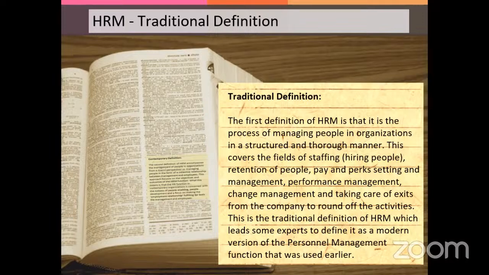This is the traditional definition of HRM, which leads some experts to define it as a modern version of the personnel management function that was used earlier. When we talk about the traditional definition of human resource management, we most often refer to the definition of personnel management, which in most cases sees people as tools of production, and that does not really connote the human configuration in the term human resource management.